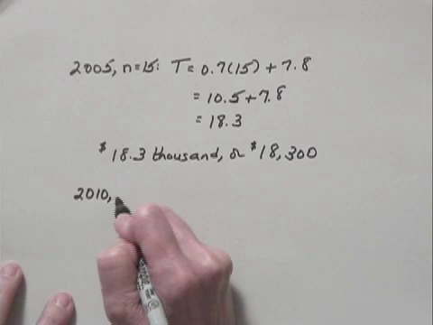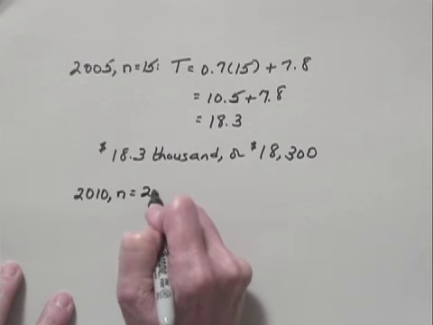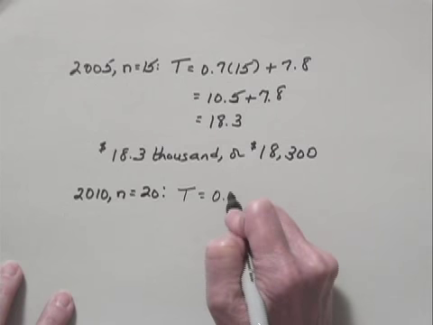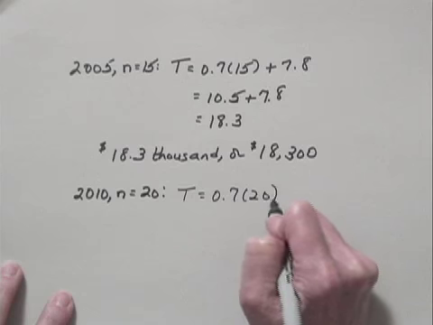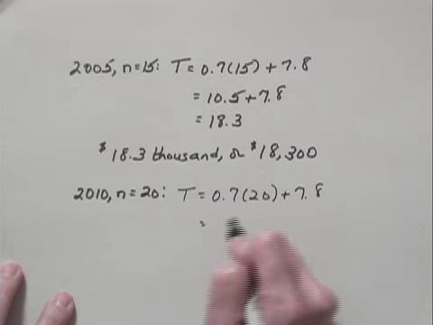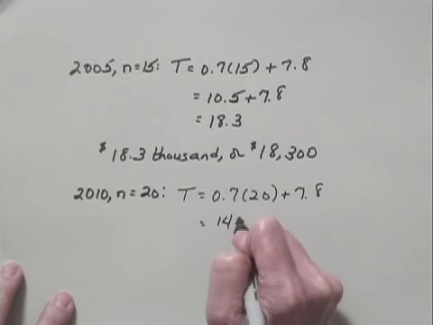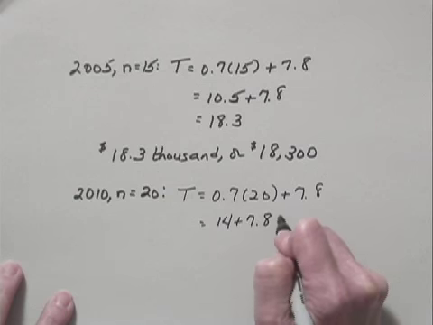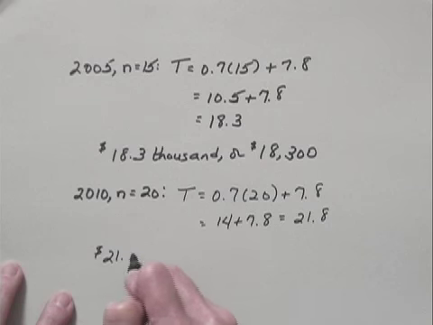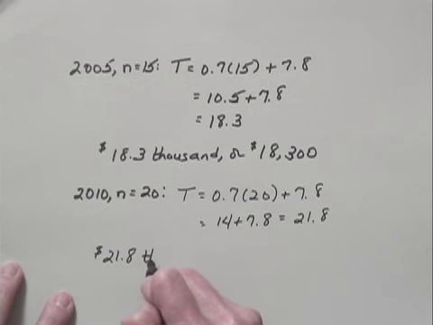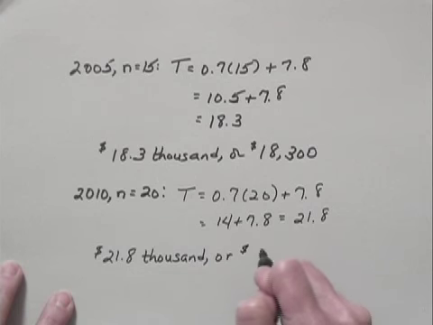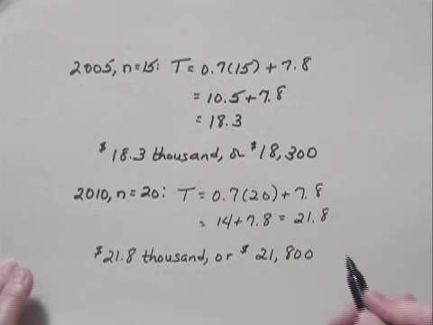And the last year that we're to look at is 2010. 2010 is 20 years after 1990, so we have n equals 20. And substituting in the equation, we have T equals 0.7 times 20 plus 7.8. 0.7 times 20 is 14, so we have 21.8. And that tells us that the tuition is projected to be $21.8 thousand, or we can write it as $21,800.